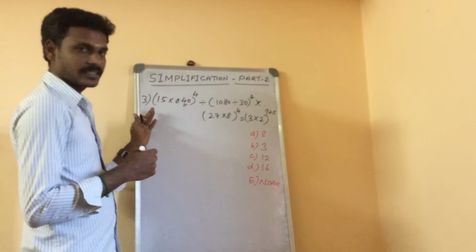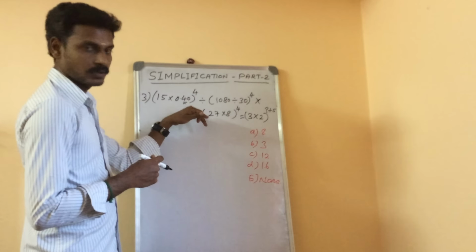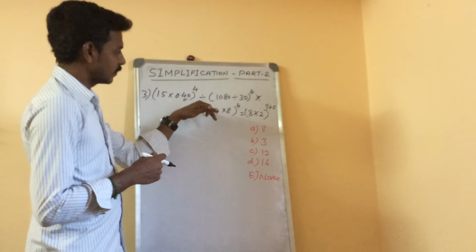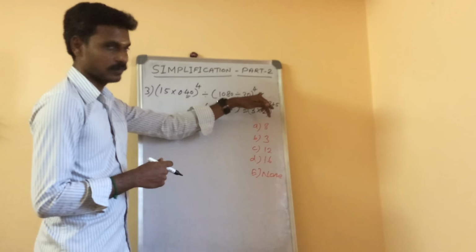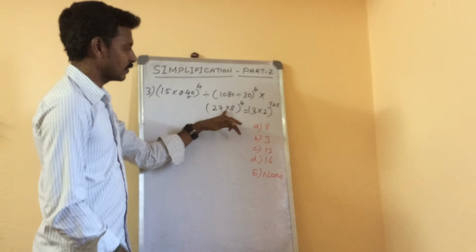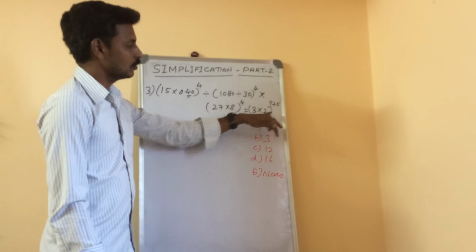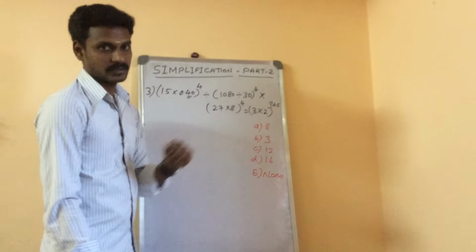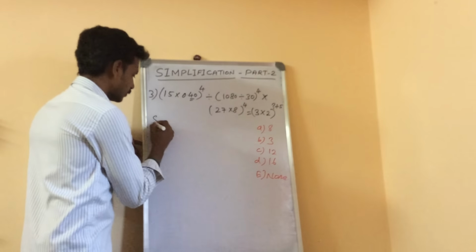Okay, let's move to the next example. (15 × 0.40)⁴ divided by (1080 ÷ 30)⁴ × (27 × 8)⁴ equals (3 × 2) whole power question mark plus 5. So the question will be like this only. Let's move to the solution.